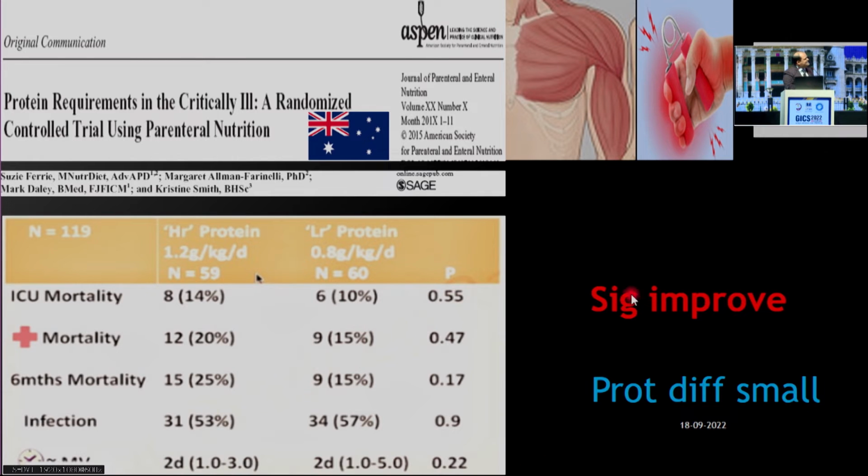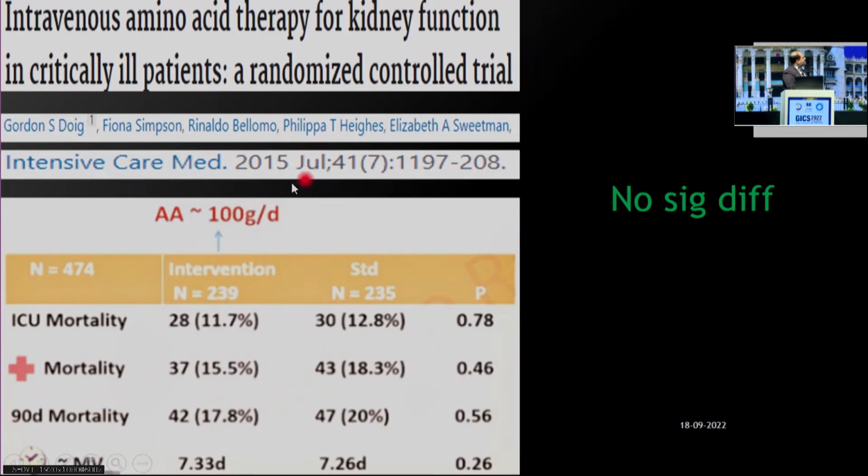What they found was that the patients receiving the high protein diet showed significant improvement in muscle mass as well as in hand grip. But regarding the difference between the proteins, the authors concluded that the difference is very small. Coming to the other trial, a randomized trial using intravenous amino acids for kidney function in critically ill patients, they gave 2 grams per kg per day of amino acid infusion. The intervention group had 239 patients and the standard group 235 patients. All the endpoints were again not significant.